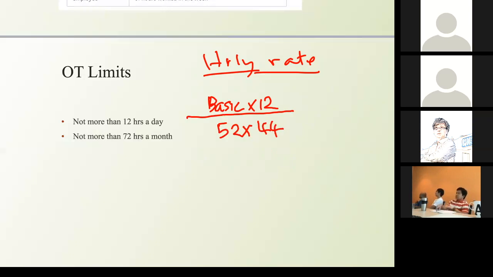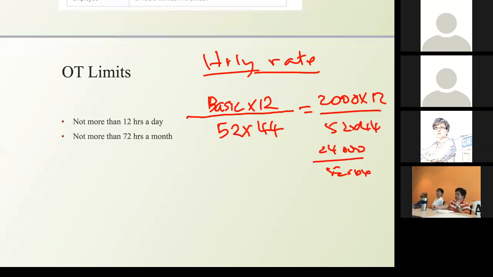You cannot use basic salary divided by 365. This is the formula to give an hourly rate. So if my salary is 2,000, then it will be 2,000 times 12 divided by 52 times 44, as a month. So if you come to work on a rest day for 4 hours, you are paid this times 4 times 2.